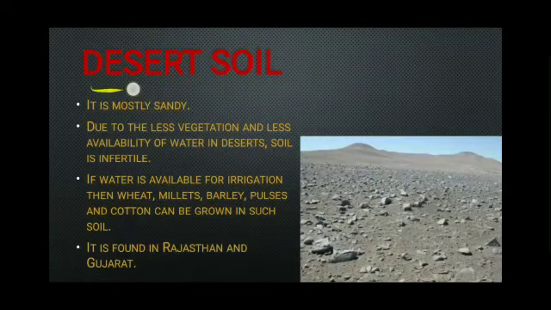Let's discuss the last type of soil, that is desert soil. It's mostly sandy. Due to the less vegetation and less availability of water in deserts, this soil is infertile. If water is available for irrigation, then wheat, millets, barley, pulses, and cotton can be grown in such type of soil. It is found in Rajasthan and Gujarat.